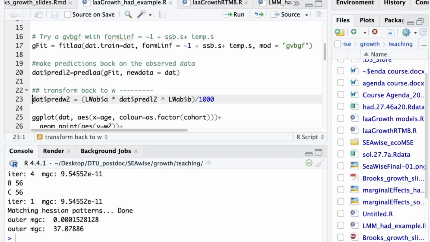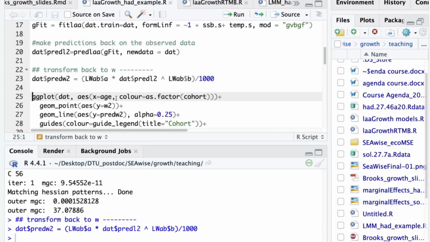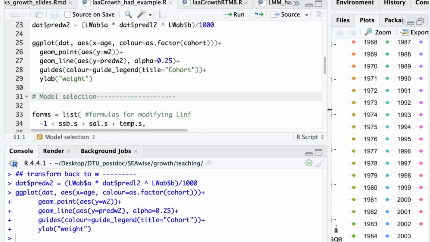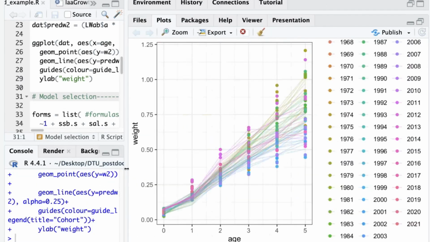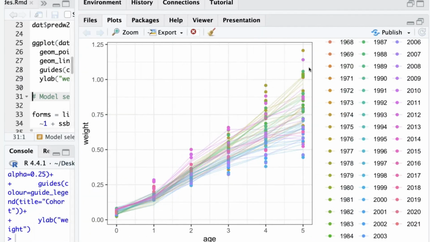And then we predict the weight by scaling back from the length using those A and B coefficients, so we transform back to the weight scale. Then we could plot what that looks like for all the cohorts. I've colored the cohorts, and you can see the predictions are not bad.